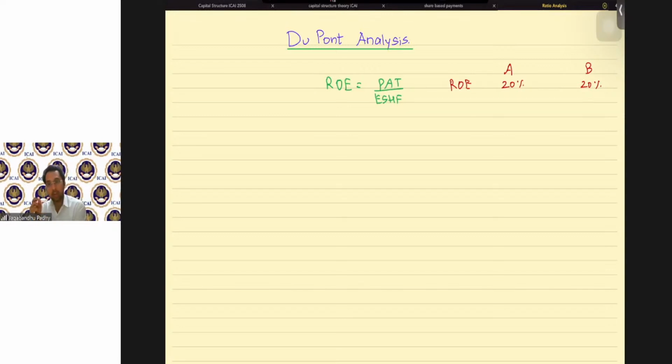When I say in detail, I want to know which of these two companies, A and B, has what characteristic. What is driving, what is causing this return on equity of 20%? So what DuPont analysis does is it tries to establish return on equity as a function of two more ratios.